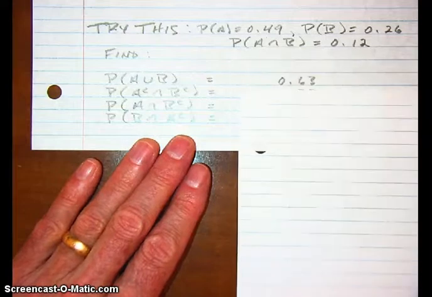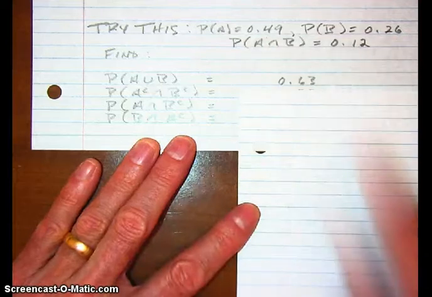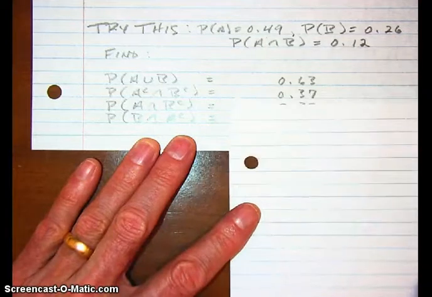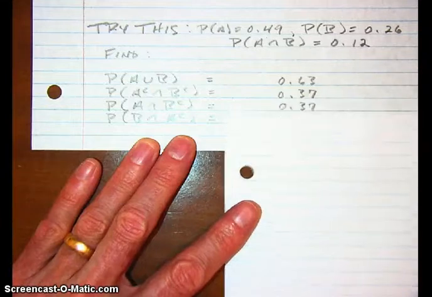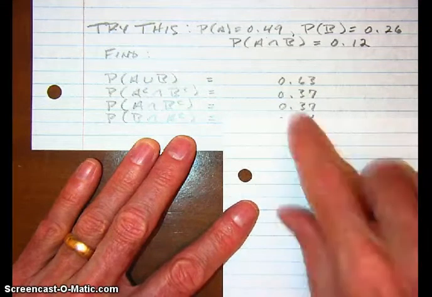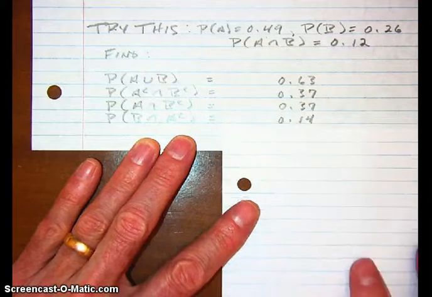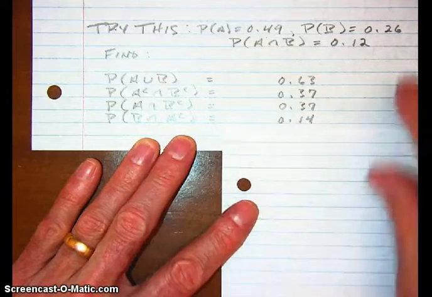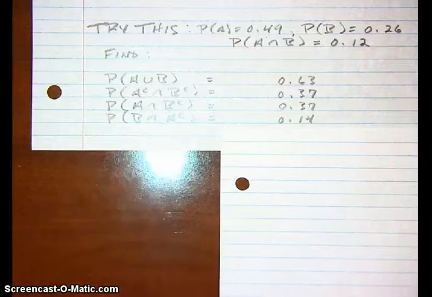Probability of A or B is 0.63. 0.49 plus 0.26 minus 0.12. Probability of neither A nor B is 1 minus 0.63, that's 0.37. Probability of A and not B is 0.49 minus 0.12, 0.37. Probability of B and not A is 0.26 minus 0.12, 0.14. I hope that worked out for you.